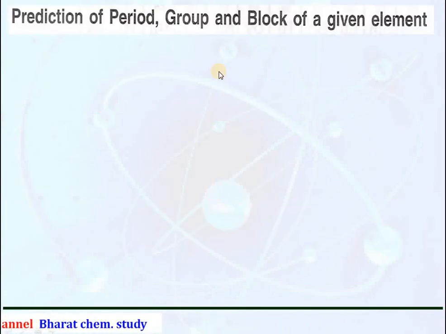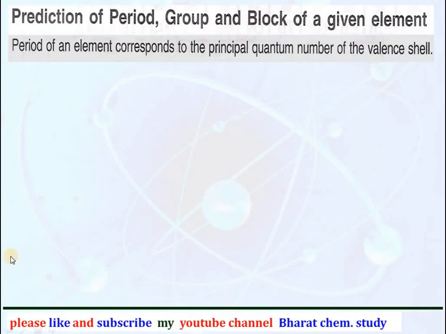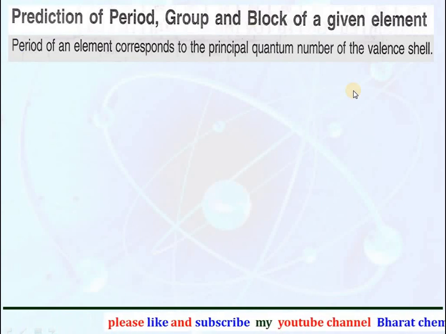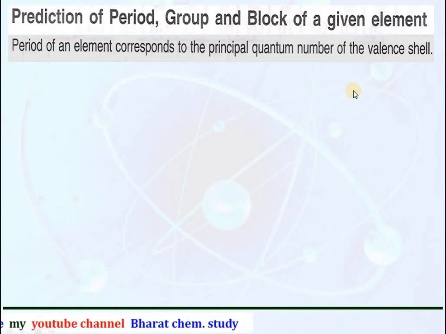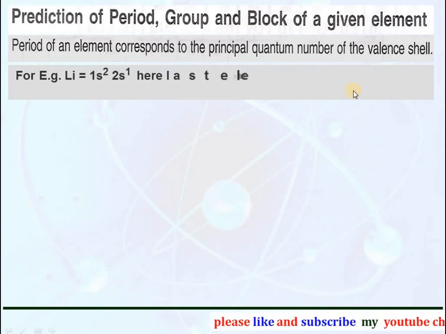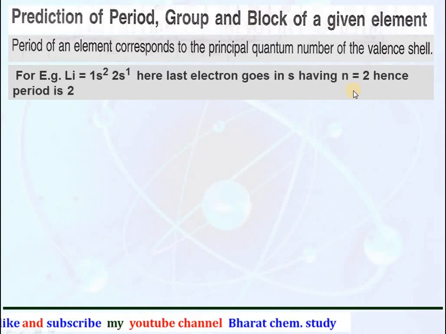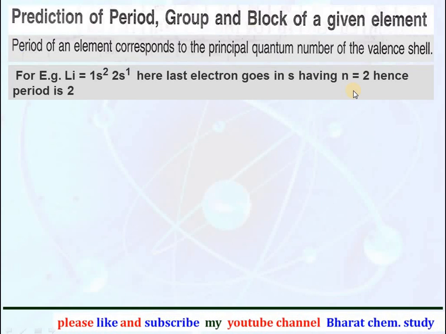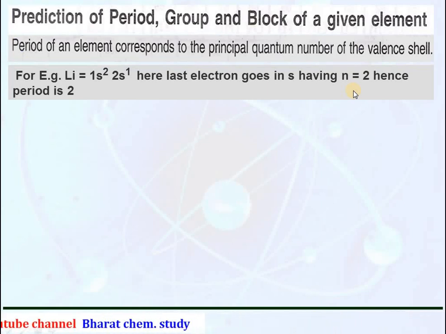Prediction of group, period and block of a given element. The period of an element corresponds to the value of the principal quantum number of the valence shell. That means the value of the shell number in which the last electron goes. Let's understand this with an example. In the case of lithium, the electronic configuration is 1s2 2s1. Here the last electron goes to the s subshell having n equal to 2, that means the second shell, hence its period is 2.